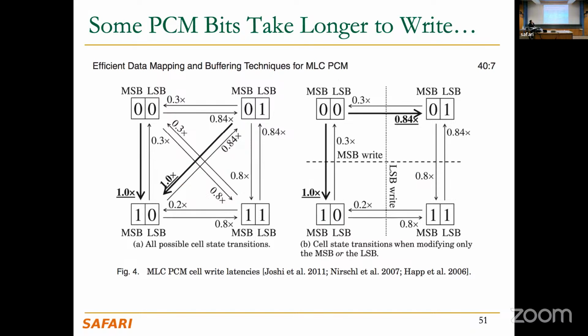Here is the map of the states when you write the cells. As you can see, there are 4 states, and they have different write latencies when we consider the state transitions among these 4 states.